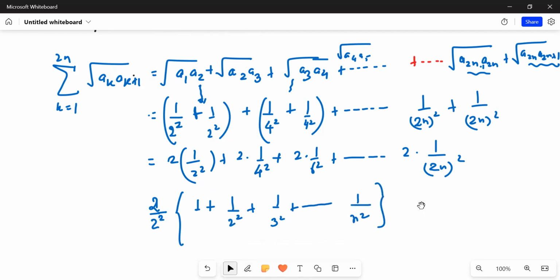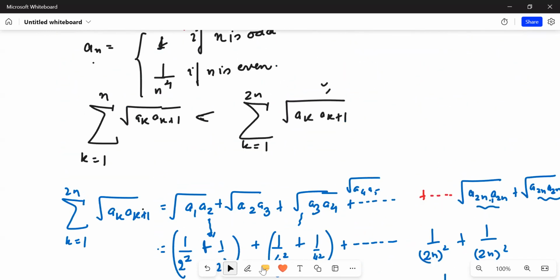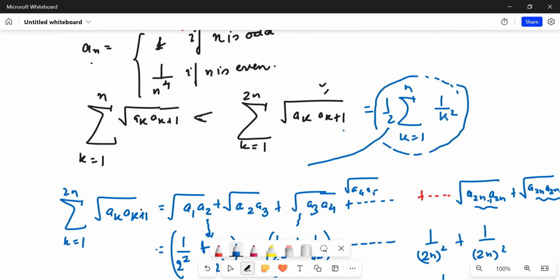So basically, I know that this series is simply equal to 1 upon 2, this is how it is. So I know if this is convergent, then this is convergent. By comparison test, I know that the summation of root over ak into ak plus 1 is convergent by comparison test.